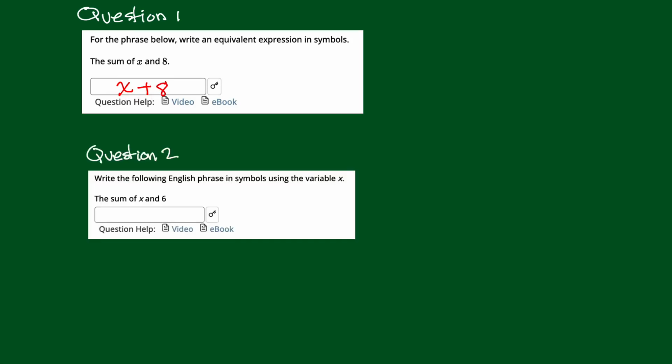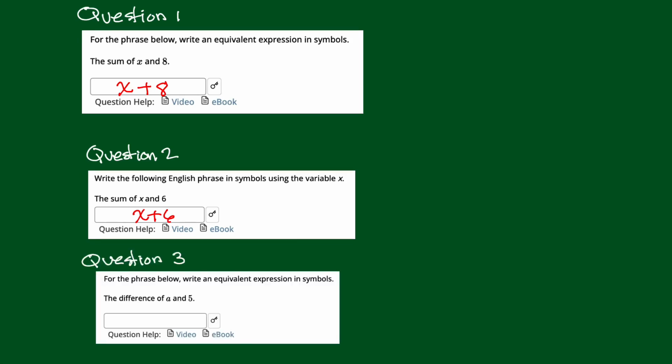Question 2, very much like question 1, asks us to write, using symbols, a phrase for the sum, addition, of x and 6. So the sum, that's an addition, so we'll write our plus sign, and I want the sum of x and 6.